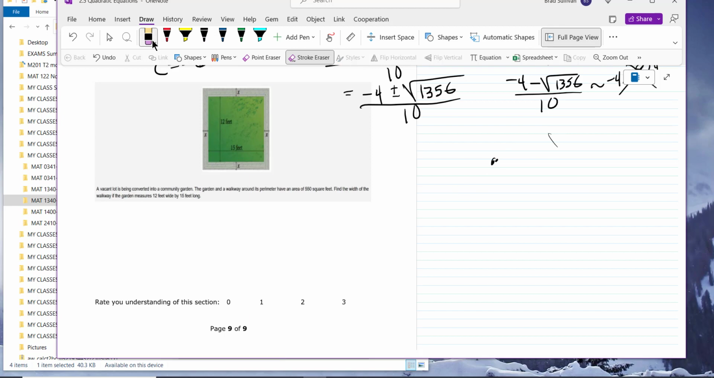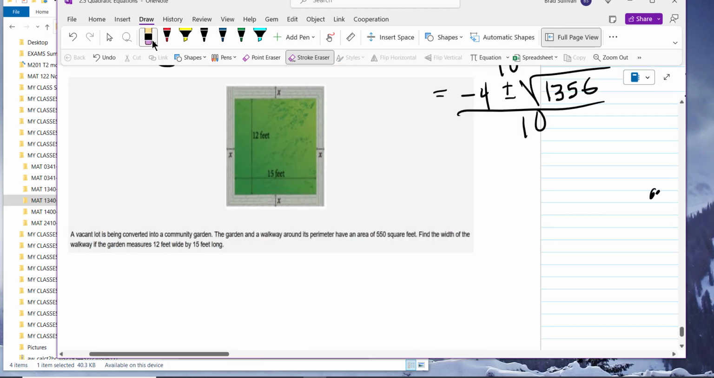This problem is saying you have a garden. The part in green is grass. Then you have this concrete walkway around it like this. The problem says the total area is 550 square feet. What you're going to do is find the width of the walkway, which is represented by x. You have to put together a quadratic equation that'll solve this problem.